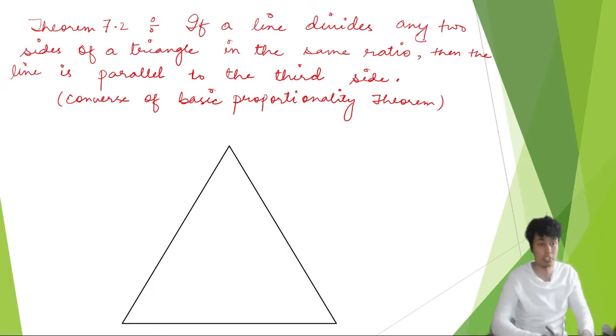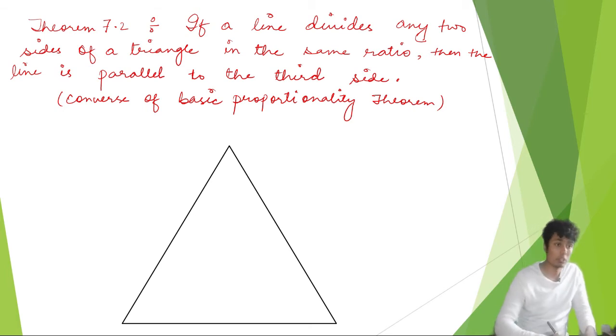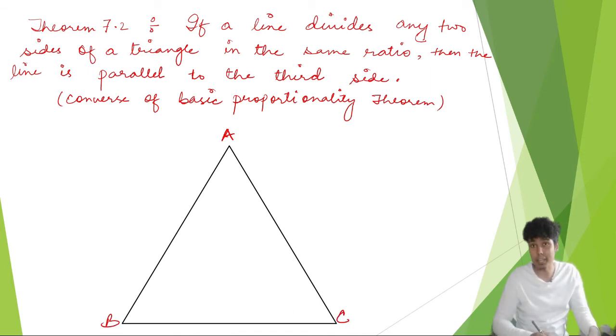So let us see theorem number 7.2. What does it say? Let us understand the question first. If a line divides any two sides of a triangle in the same ratio, then the line is parallel to the third side. So let us give the name as A, B, and C. This is a triangle.